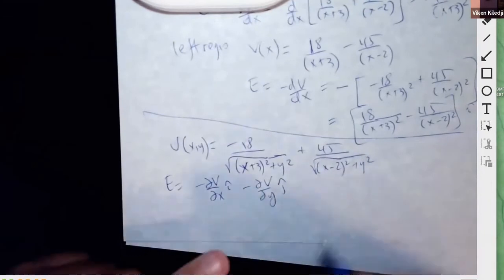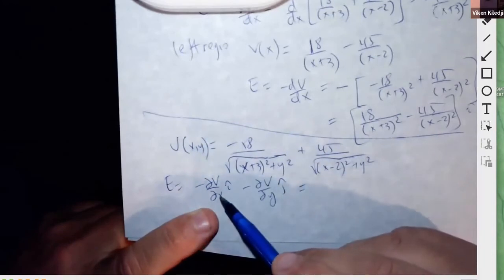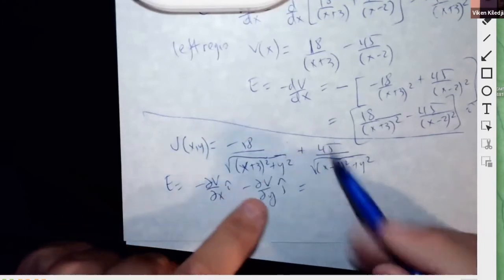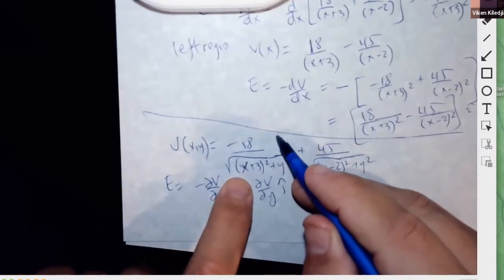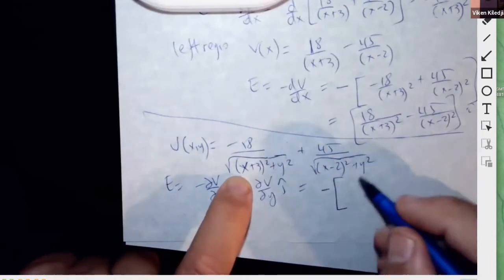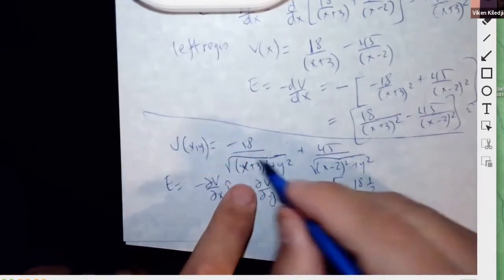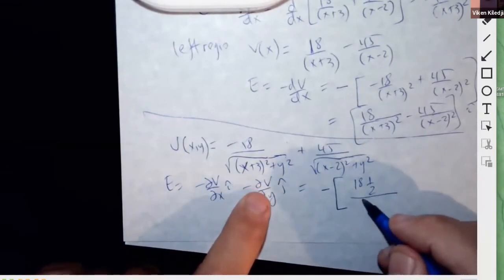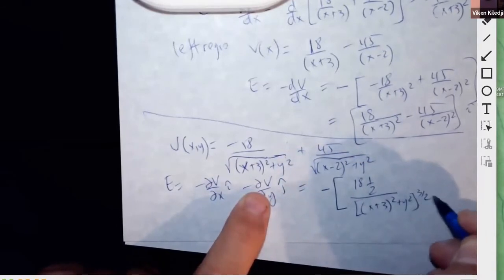You see? So then what would that be? The derivative of this with respect to x would be negative 1/2. So the negative half goes to the numerator and becomes negative half. Then it comes out in the front, so then it becomes 18 times half, and then times the derivative of x plus 3 squared plus y squared to the 3/2 power, right?